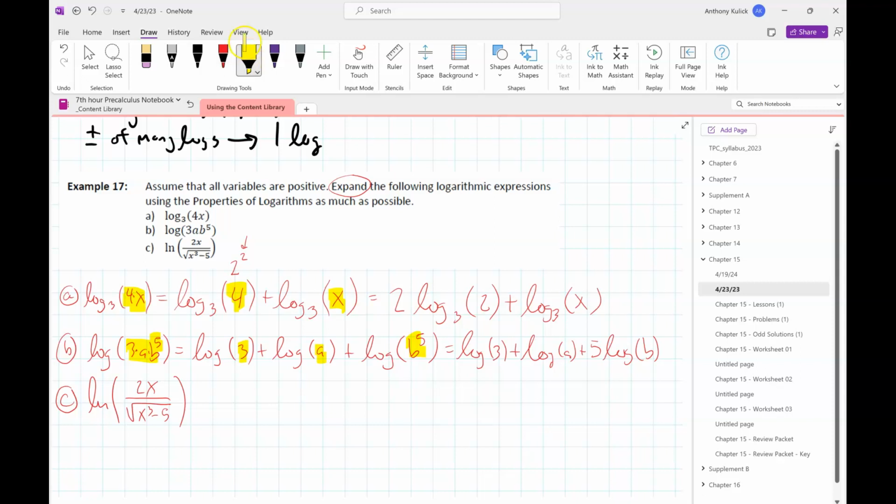Last example, we have natural log of 2x over the square root of x cubed minus 5. First thing I look for is a quotient property, and aha, I finally see one. Definitely division going on there. So when I apply the quotient property, I'm going to have natural log of the numerator minus natural log of the denominator.